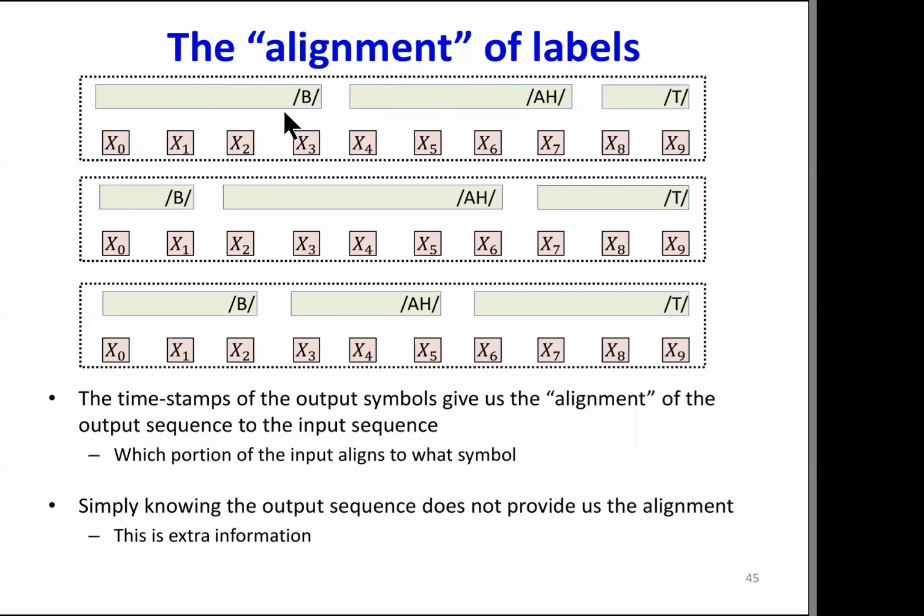Now, there can be many alignments for a given symbol sequence to an input. For example, the second one is a different alignment of B, R, T to the input. Here, the B is short, the R is long, and the T is long. Or here's a third one where all three are approximately the same length. So if all I gave you was that the output is B, R, T, that's not enough to know how the input aligns to the symbol sequence. A single symbol sequence can align to the input in many different ways.